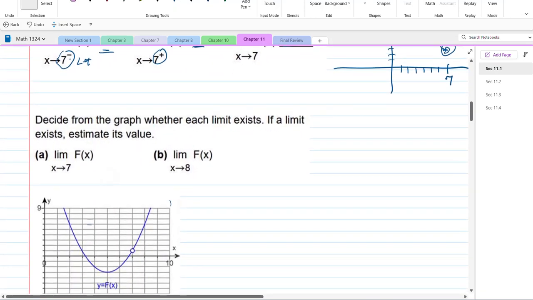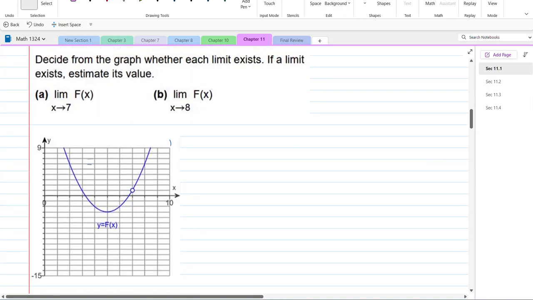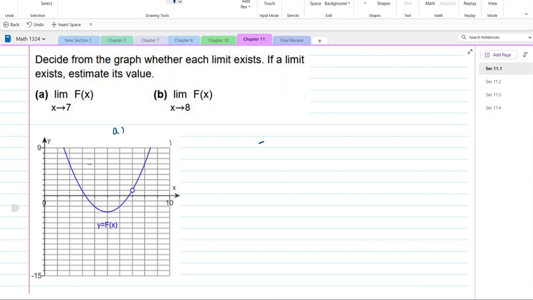All right. So now we're going to look at a graph. We've got a parabola and we have what's known as a removable point. Well, the function just doesn't exist right here. So it says, as we approach 7, so here is 7. Let me look: 1, 2, 3, 4, 5, 6, 7. What is the limit as x approaches 7? So that would be 1.